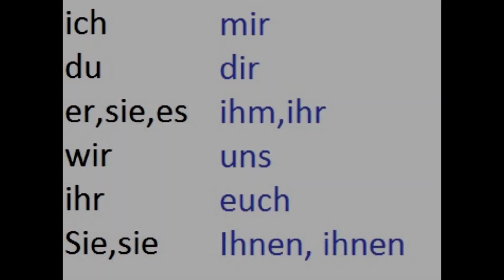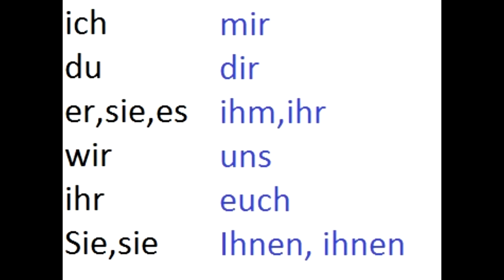Now, one last thing to cover for the dative case are the pronouns. So we know that the pronouns are ich, du, sie, es, wir, ihr, and sie. Now these change with the dative case. The ich turns into mir, the du turns into dir, the sie, es turns into ihm or ihr according to the gender, the wir turns into uns, the ihr turns into euch, and the sie turns into ihnen.